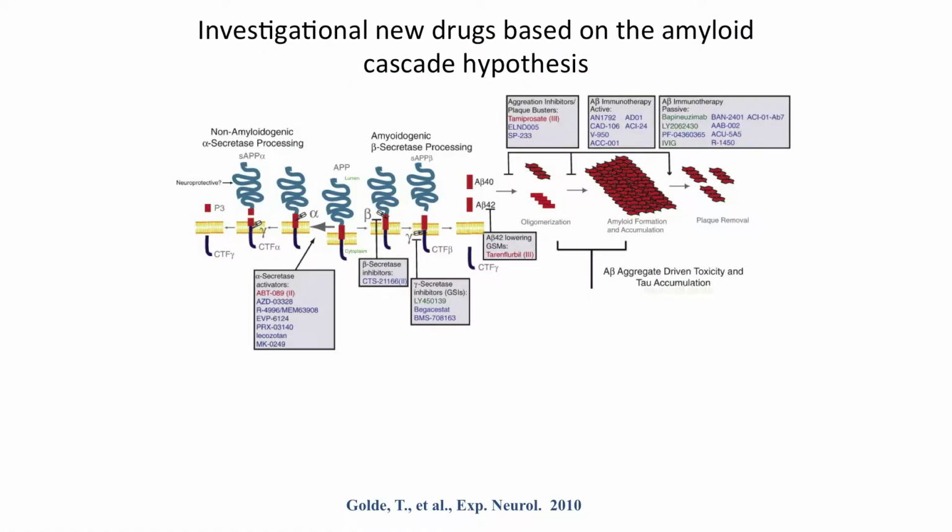So this would be a good cleavage, this would be bad, and this would be bad, according to the amyloid cascade hypothesis. So the drugs that have been designed either enhance this cleavage, or inhibit this bad cleavage, or inhibit this cleavage that was believed to be bad. Okay? So we'll go back.